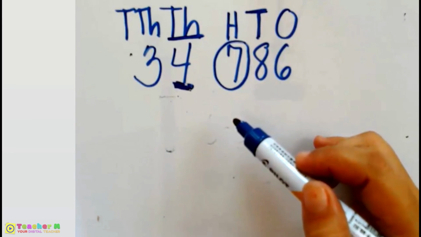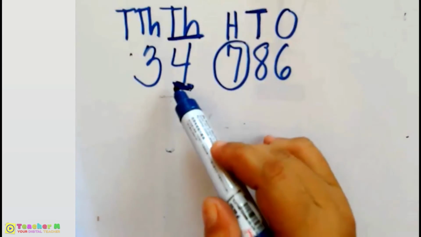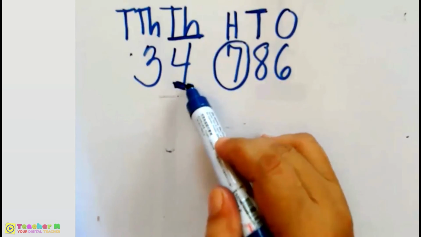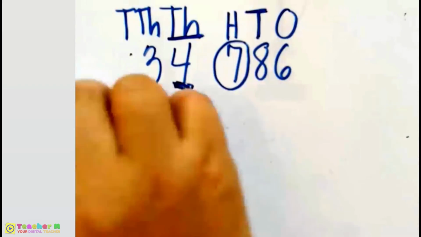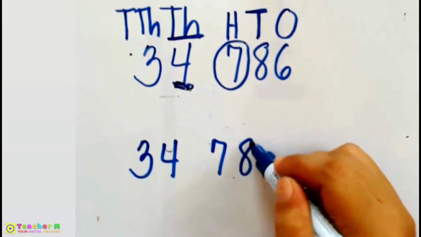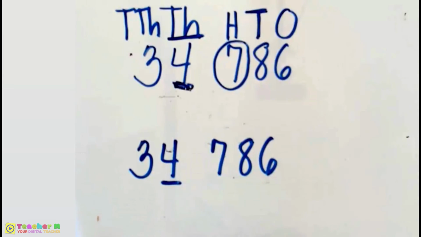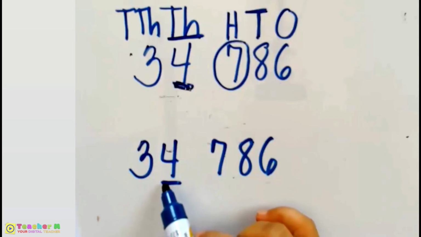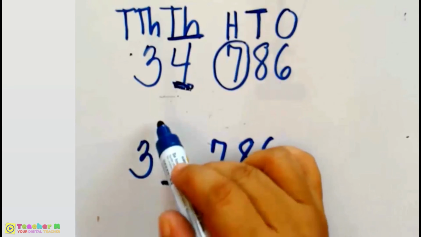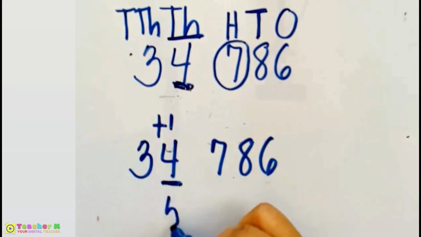So what are we going to do now? Since we're going to round this number up, we will add 1 to the digit we are rounding, which is 4. So I will rewrite this number here, 34,786. And 4 is the digit that we're going to round off. We round up because the number found at the right side of 4 is 7. So 4 plus 1 is equal to 5.